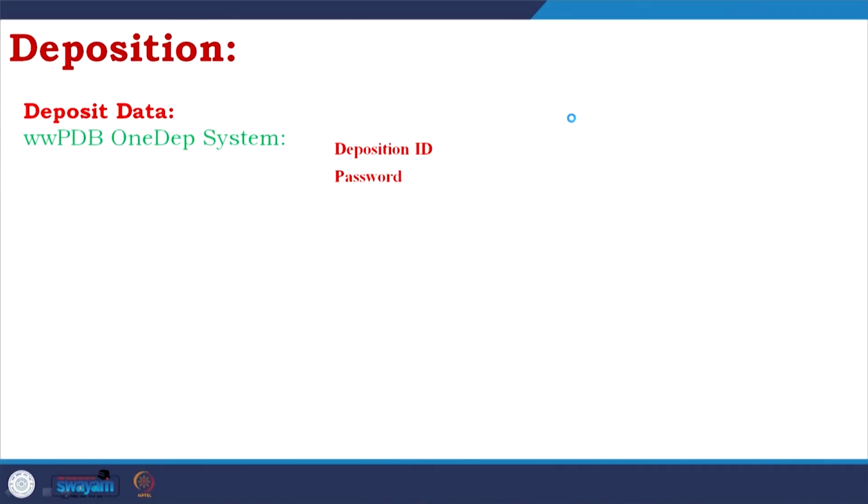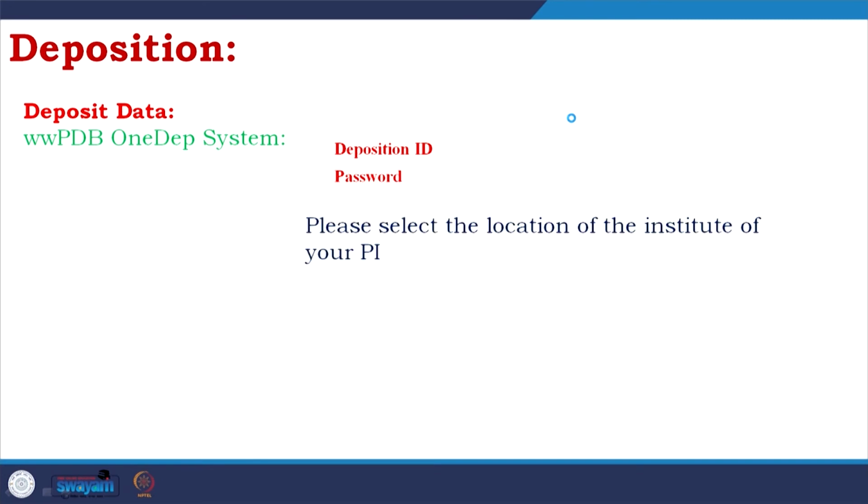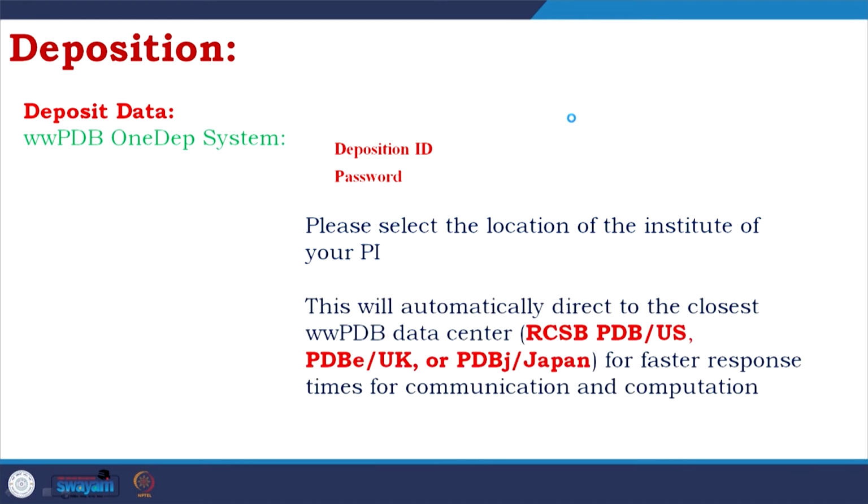To deposit data, in the wwPDB OneDep system, you have a deposit ID and a password, and you select the location of the institute of your PI, or if you are the PI, this will automatically direct to the closest wwPDB data center. RCSB PDB is for the US, PDBe for the UK, and PDBj for Japan. So, you choose the closest one, or you could also submit to a certain place for faster response times for communication and computation.